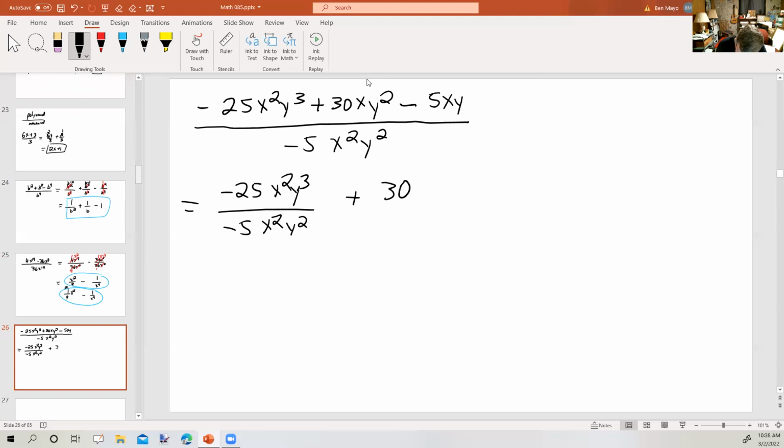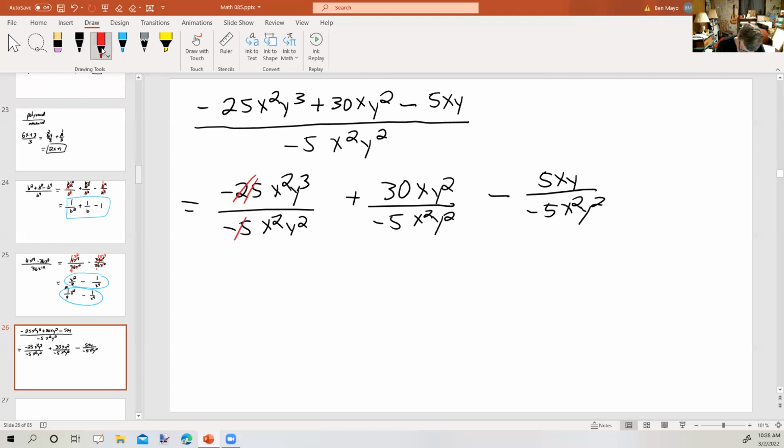Let's see here. Don't forget that negative sign. And then let's see here. Okay. So going back and reducing each separate fraction, negative 25 over negative 5 would be a positive 5 over 1. X squared over x squared would be x to the 0 power, or just a 1. And y cubed over y squared would be y. So I end up with 5y.